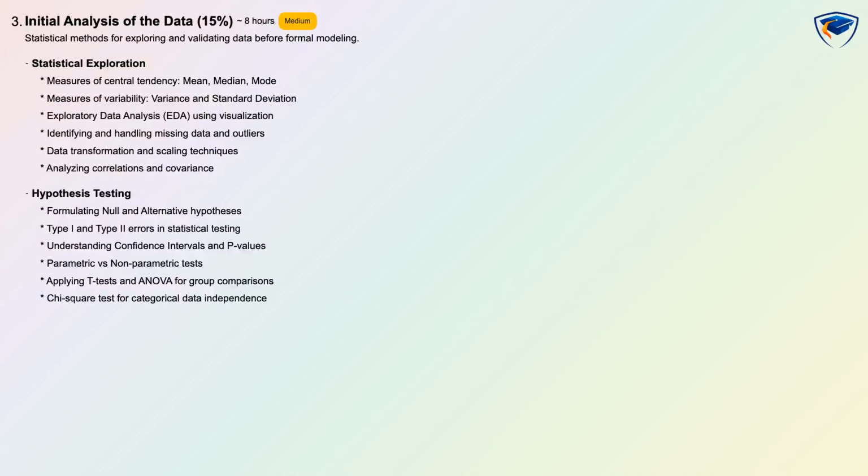Study descriptive statistics including measures of central tendency and variability, exploratory data analysis with visualization, methods for identifying and handling missing data and outliers, data transformation and scaling techniques, and how to analyze correlations and covariance, along with hypothesis testing fundamentals like null and alternative hypotheses, type I and II errors, confidence intervals, p-values, parametric and non-parametric tests, t-tests, ANOVA and chi-square for categorical independence.